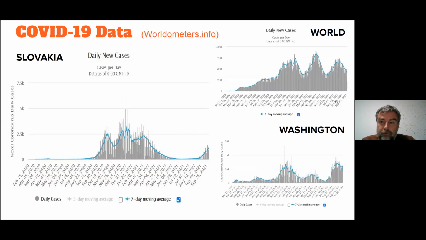And the state of Washington is somewhat following the world trend. But you see the story in Washington was somewhat similar to that of Slovakia. A little bit different, a little bit more waves, but still, at least right now, you're looking at a better perspective clearly. So that's good news.